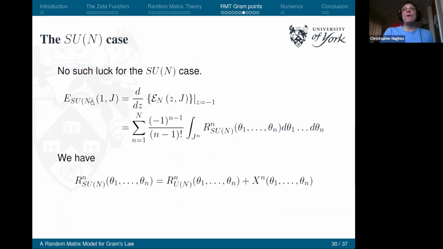So what we want to calculate is this sum of these n-level densities. What we were able to show, and it is not remotely obvious from here, but if you work through the mathematics, you can show that the n-level densities in the SU(N) case are equal to the n-level densities in the U(N) case plus some correction term that's not too big. That's the heart of the maths, and you're missing it all, but trust me.